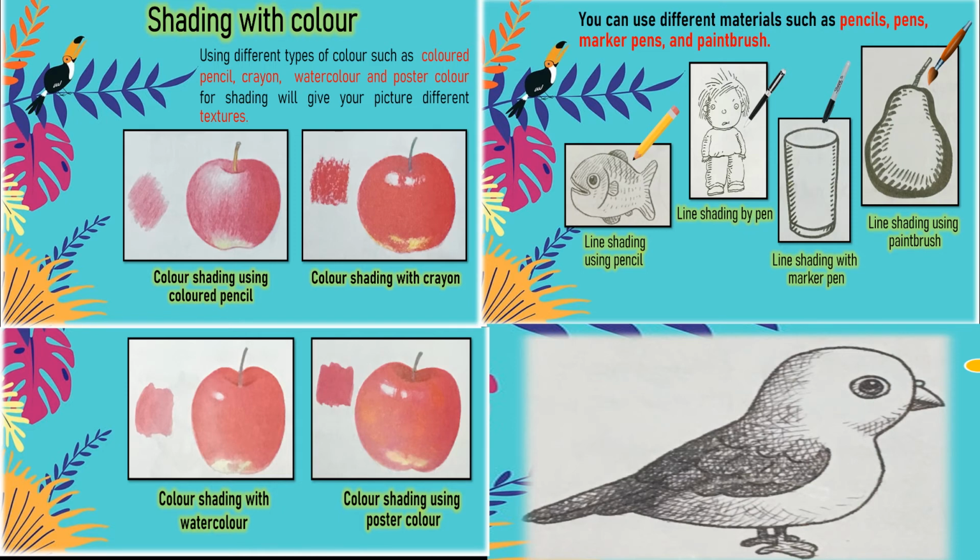So I hope you understand, especially shading in lines and its different tools like pencil, pen, marker pen, and paintbrush for shading lines. And for shading with color, we have watercolor, colored pencil, crayon, and poster color. And each tool gives different textures and emotions to your audience.